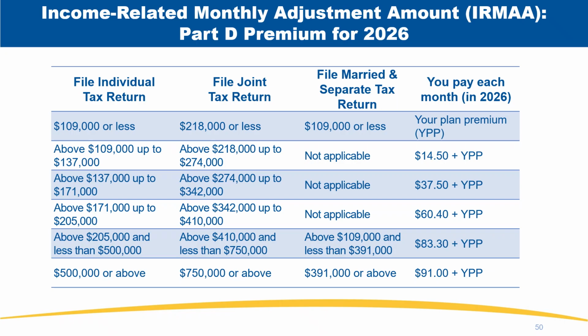Income-related monthly adjustment amount, IRMAA, is also applicable to Part D. The numbers are still the same as far as the base of $109,000 for an individual and $218,000 or less if you file jointly. The amount of your plan premium plus the amount for the IRMAA is how they calculate how much you'll pay for Part D. So as you can see in the chart, the more you make, the more you have to pay on top of your plan premium, YPP.